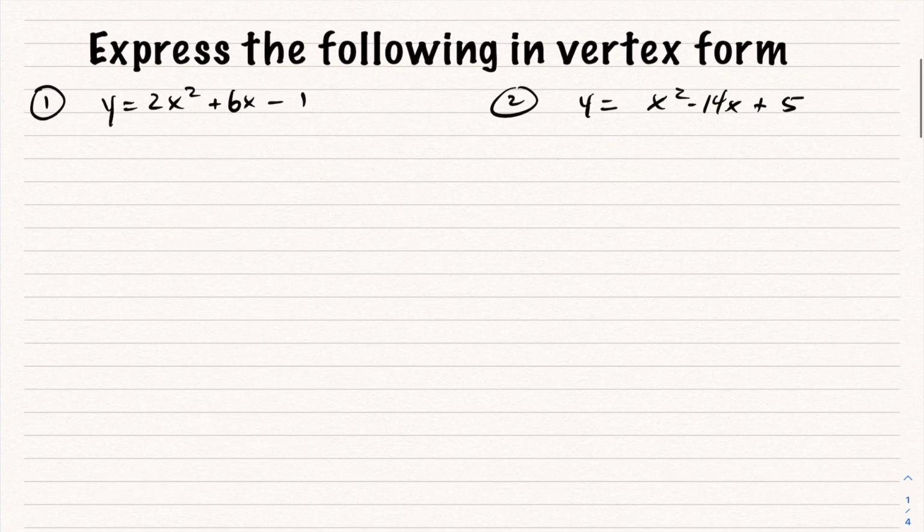All right, let's look at our first example here. For our first quadratic, if I wanted to put this in vertex form, one of the options we talked about was completing the square.